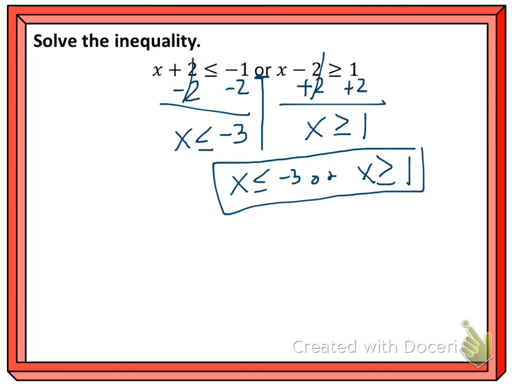Now, in order for me to write the interval notation, it's always easier to look at the graph first. So if I draw myself a number line, put a 0, I need a 1, and a negative 3. The negative 3 gets colored in, and it goes to the left of that because it's everything that's less than or equal to negative 3. The 1, it also gets colored in because it's equal, and it's everything that's bigger than that, so it's to the right.